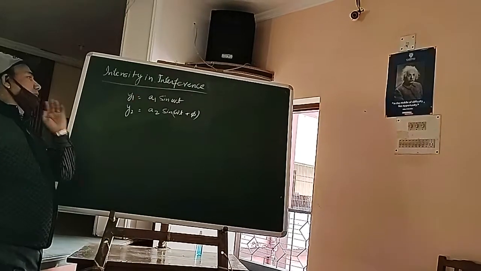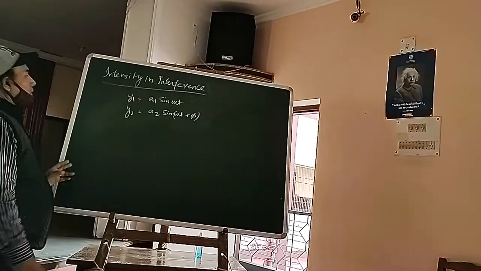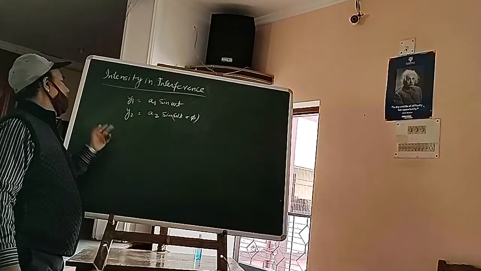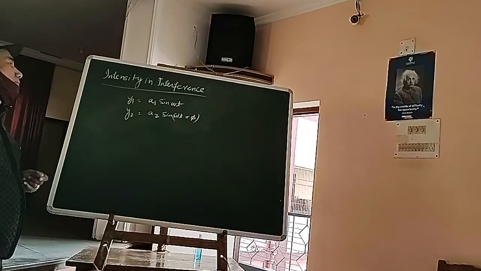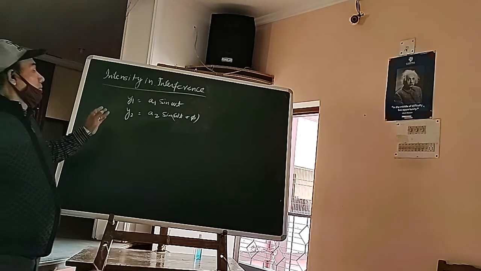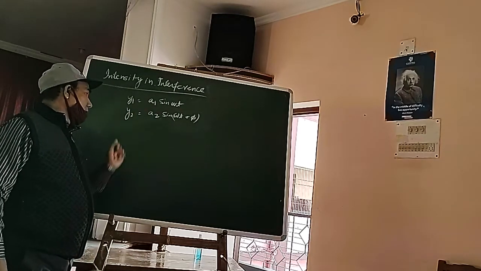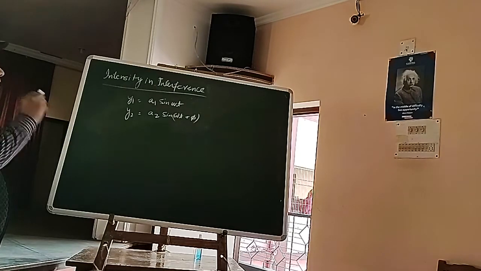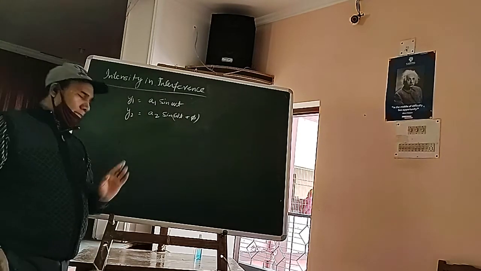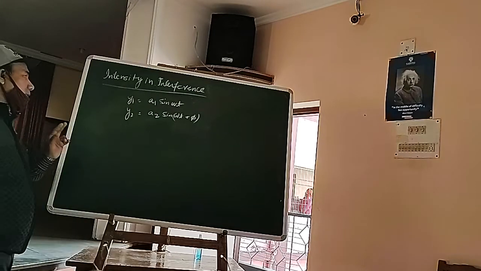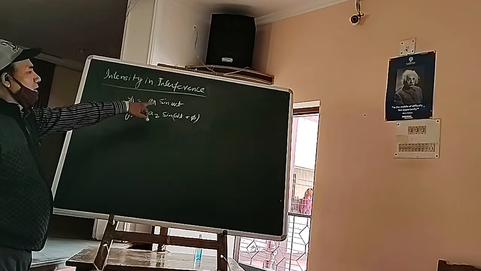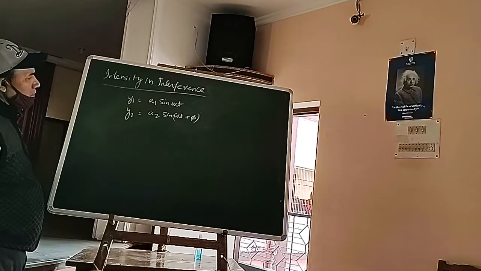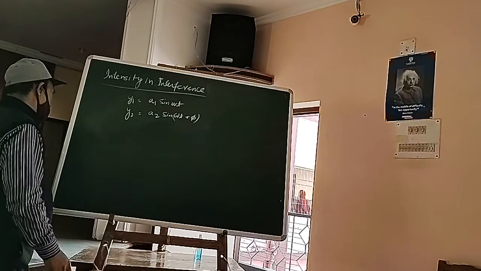Intensity in interference. Here suppose two light waves having the displacements y1, y2, amplitudes are a1, a2, and the constant phase difference between the two waves is phi. Then the displacement of the first wave is y1 equal to a1 sin omega t, and the second wave is y2 equal to a2 sin (omega t plus phi).